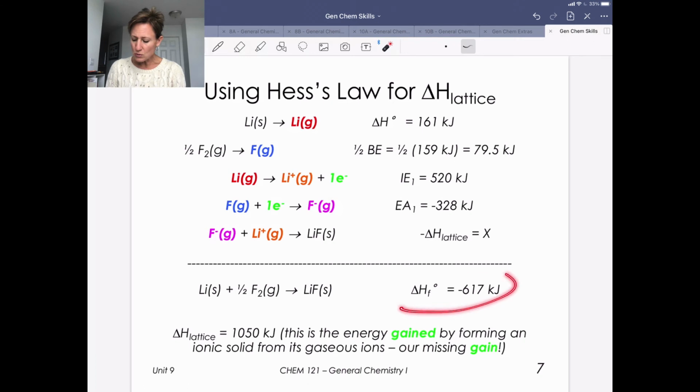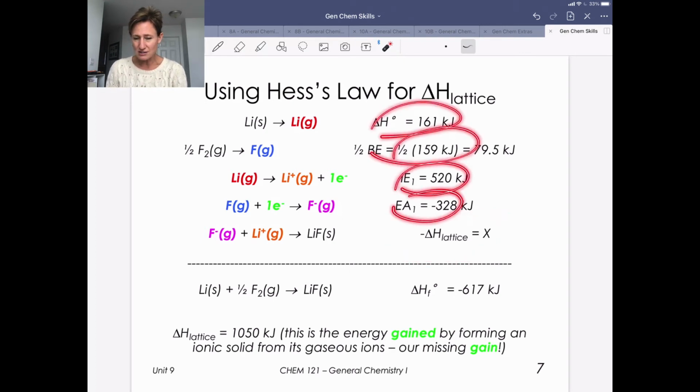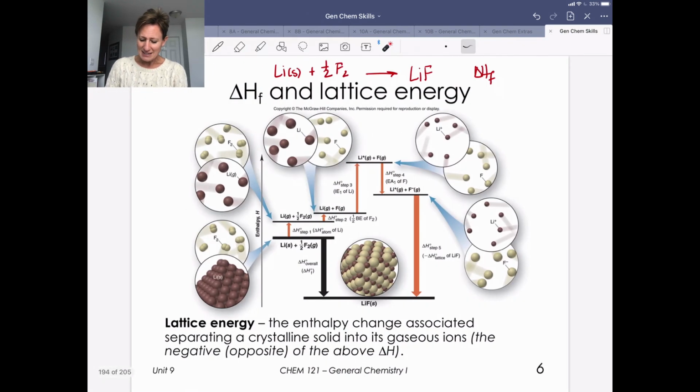Or if you knew what delta HF was, because you looked it up in Appendix B, you could actually solve for what the lattice energy is. Or you could solve for any one of these delta H's. Keep in mind, this is 1, 2, 3, 4, 5, 6 arrows that all need to sum up, right? That's what Hess's law is going to be.